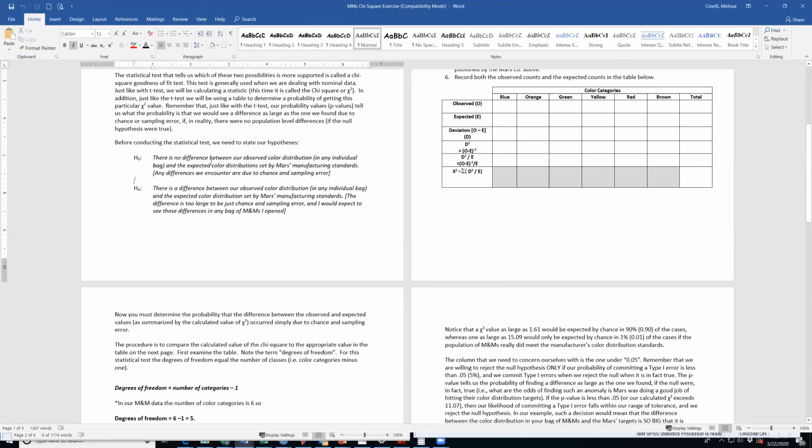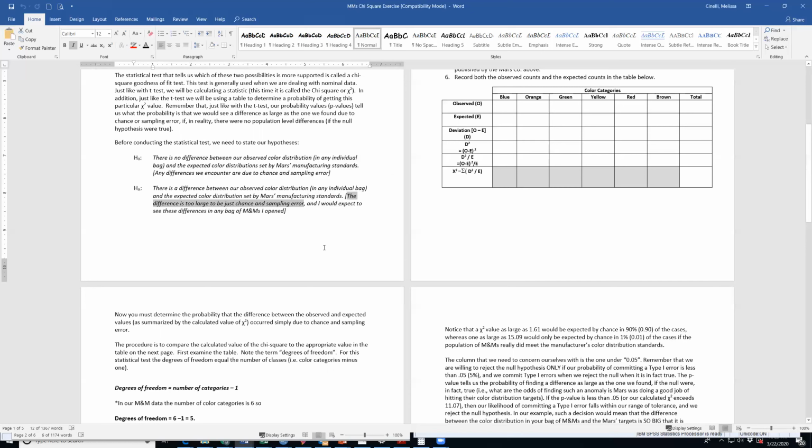And remember, this does not mean that we find absolutely zero differences. It means that the differences are pretty small, and as a result, we would conclude that those small differences are just due to chance and sampling error. Or the alternative hypothesis is that there is a difference between what we observed in our bag and what we expected from the Mars website. And this means that the difference that we're observing is too large to be just chance and sampling error. I don't think this is a fluke just of this bag.